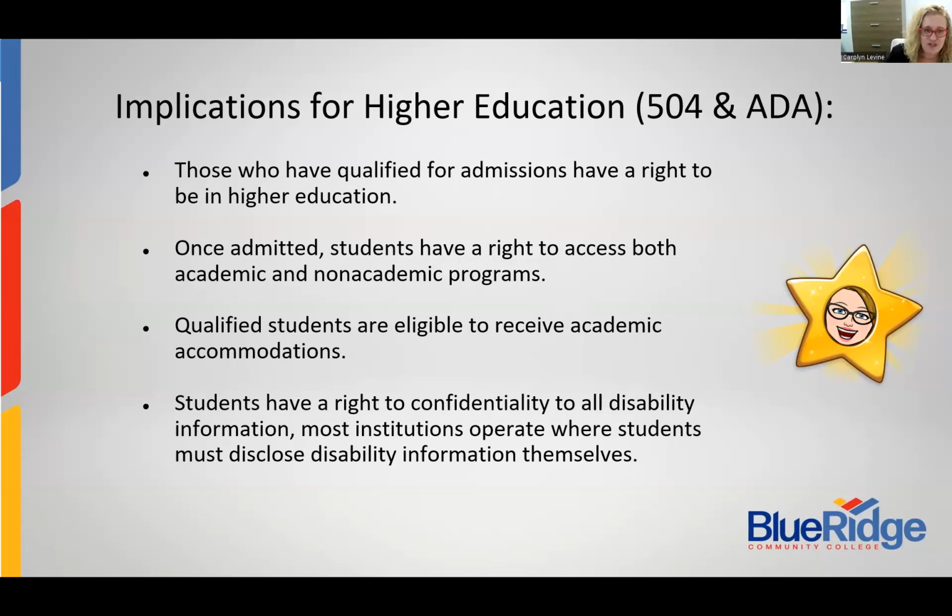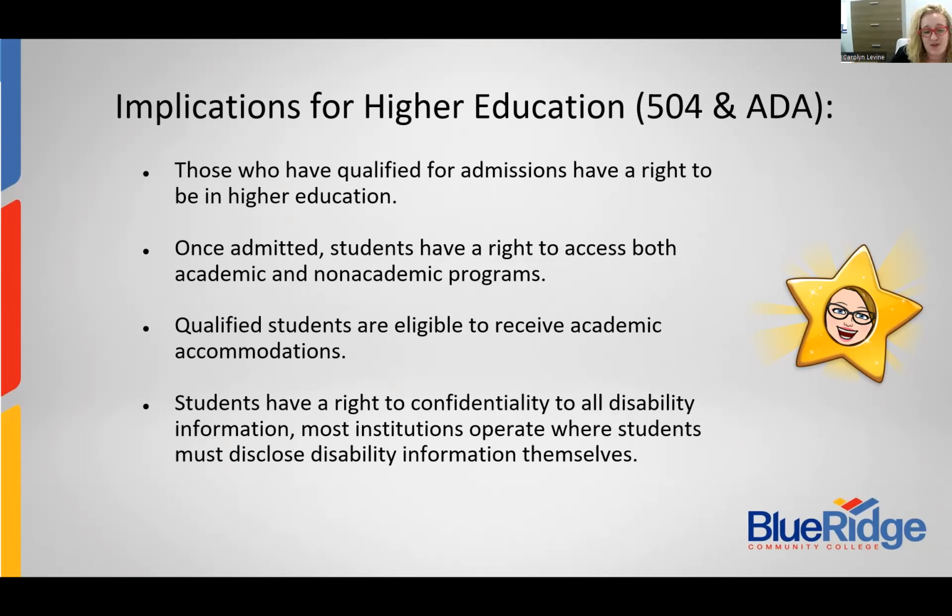The main takeaways from those two laws that I think are important to remember are those who've qualified for admissions have the right to be in higher education. Once admitted, students have the right to access academic and non-academic programs. Qualified students are eligible to receive academic accommodations. And students have the right to confidentiality of all disability information. And like Blue Ridge, most institutions require students to disclose their disability themselves. We don't take on the burden of identifying students with disabilities.